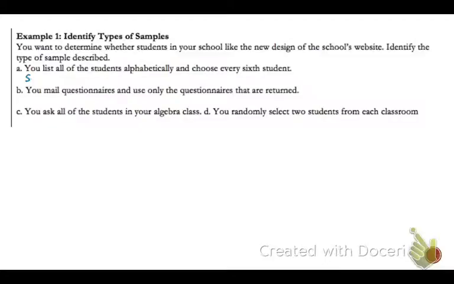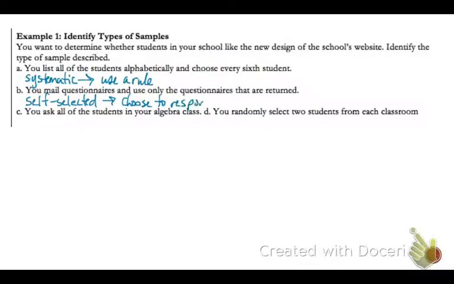So there is a method to your madness. So systematic sample. And that's because there's a rule used. All right, you mail questionnaires and use only the questionnaires that are returned. So in this, yes, you're sending out the questionnaires, but people choose whether or not. So in this case, people are volunteering their answers. So this is a self-selected sample. And that's because they are choosing to respond, volunteering to do that questionnaire.